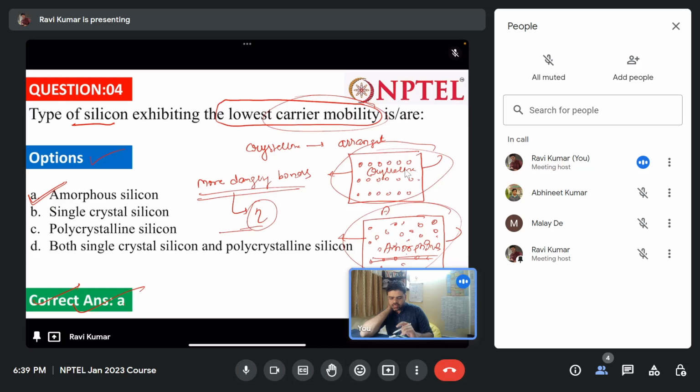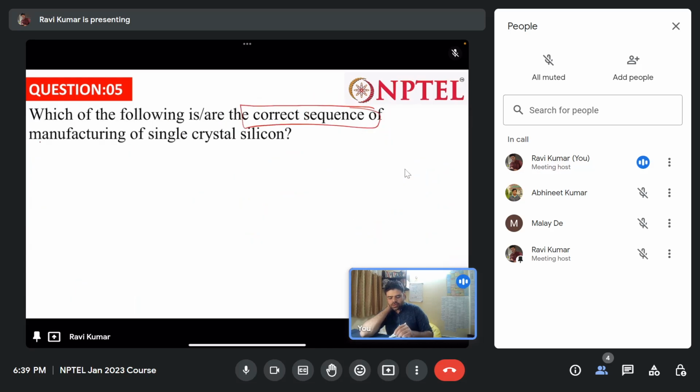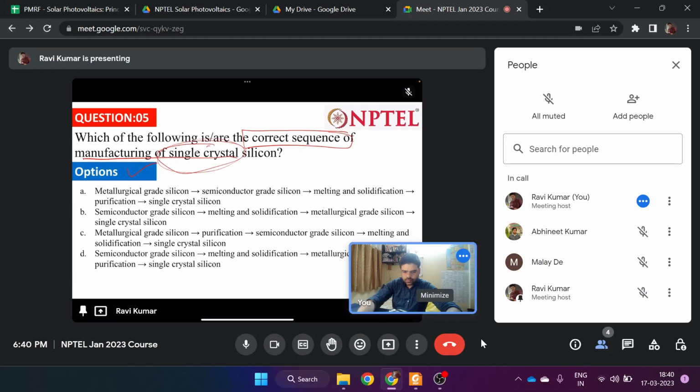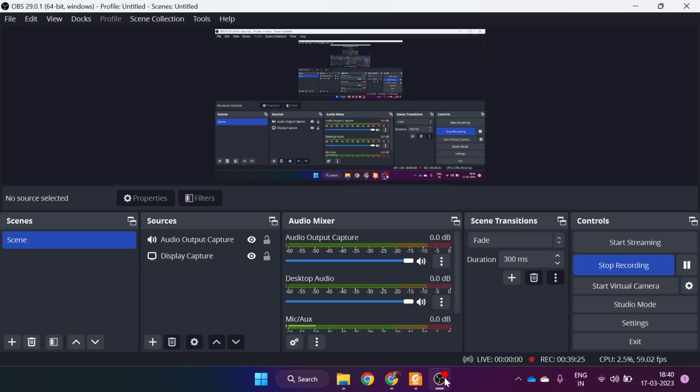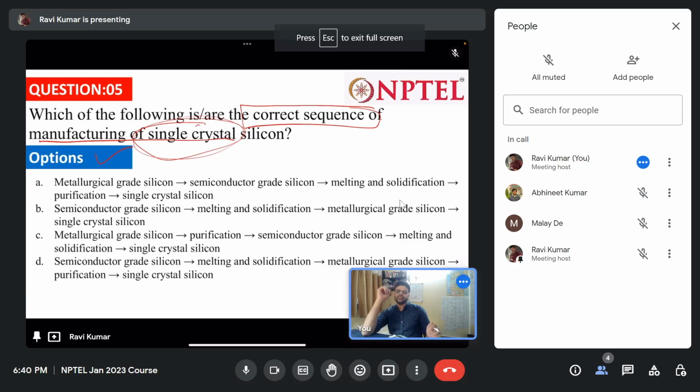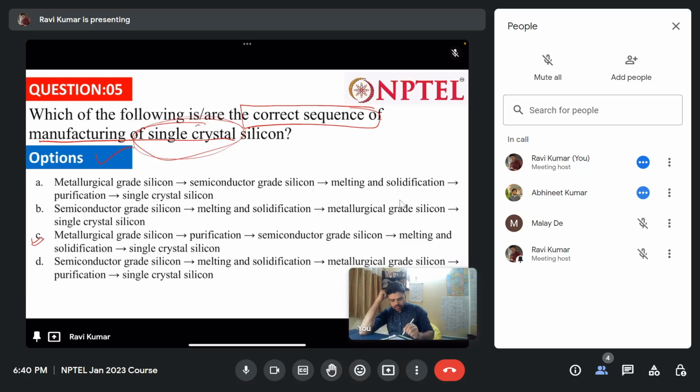Okay, let's move to the next question, which says, which of the following is the correct sequence of manufacturing of silicon single crystal? These are the options. You need to identify the correct sequence, based on what you have seen in the video. Option C. Option A, sir. Now we will see. Semiconductor grade silicon is not the first process, so option B and option D are not right. We will go one by one from A and C.